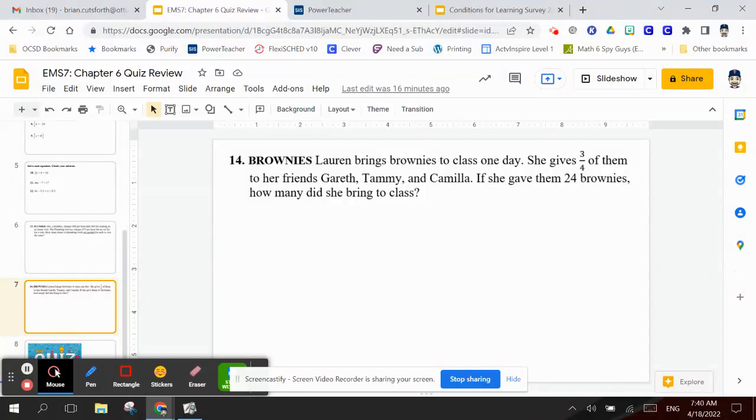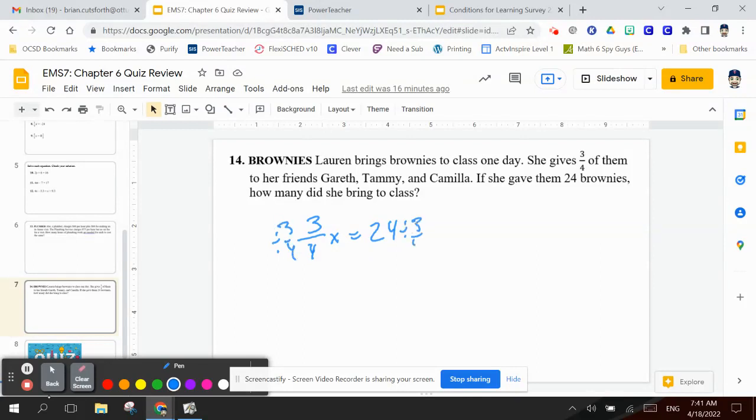The last one, number 14, says Lauren brings brownies to class one day. She gives 3/4 of them to her friends Gareth, Tammy, and Camilla. If she gave them 24 brownies, how many did she bring to class? So we have 3/4 times some number equals 24. So I'm going to divide each of these by 3/4. 3/4 and 3/4 cancel out.